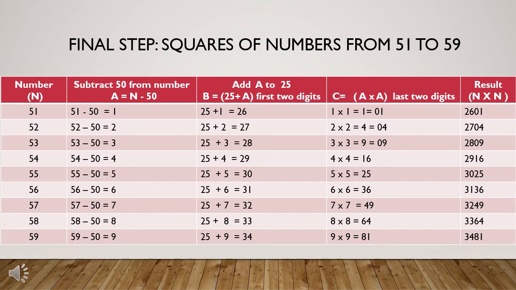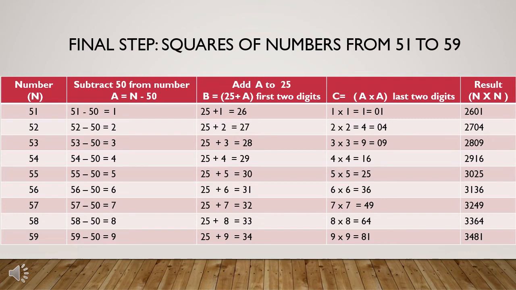Now what will we do with this 1? For the first 2 digits, we'll add 1 to 25, which equals 26. And for the last 2 digits, what will we do? We'll square 1 to get 01. So what will be my final result? My final result will be 2601.